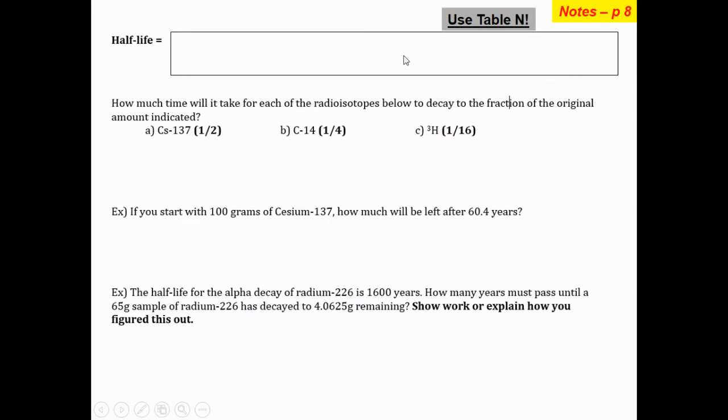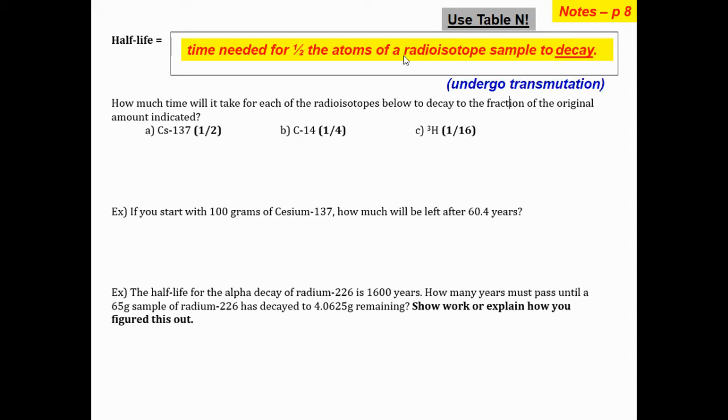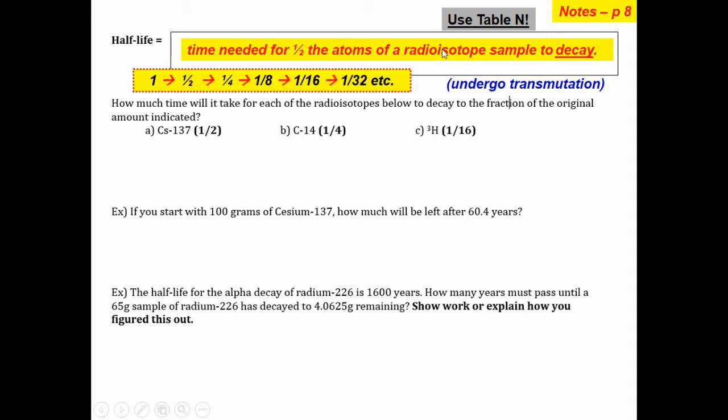Okay, so here's some problems. These are in your notes packet from week 1 of nuclear chemistry. They're on page 8, okay? And again, half-life, the time needed for half the atoms of a radioisotope sample to decay or undergo transmutation. To do any of these problems, you don't need a formula. All you need to do is be able to write a little chart like this.